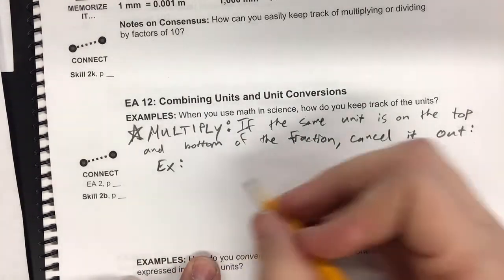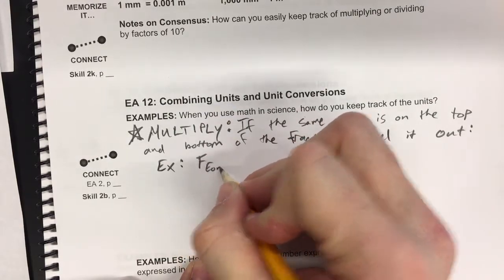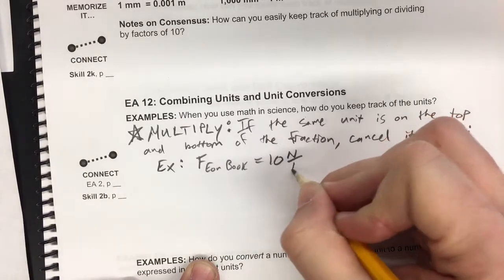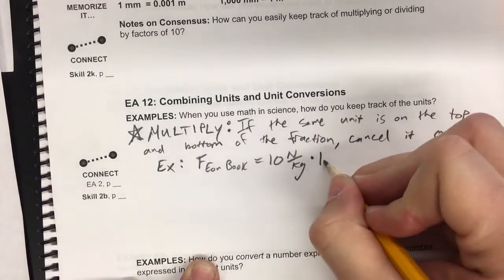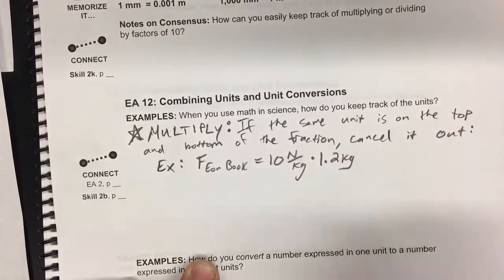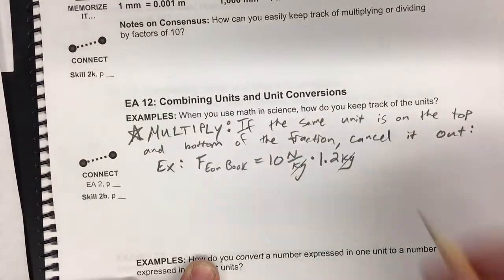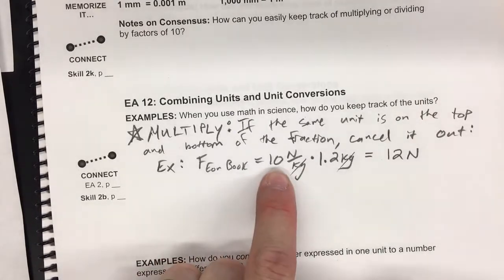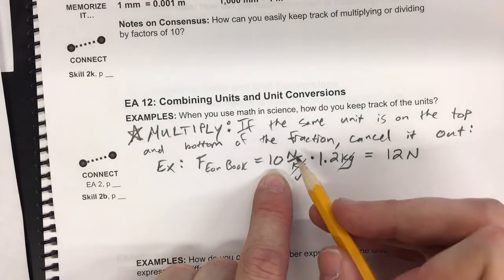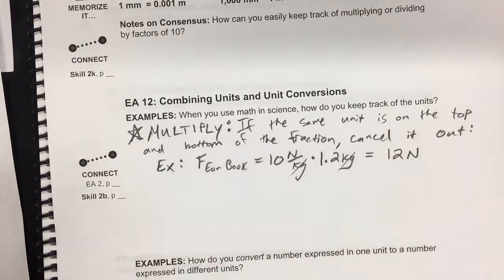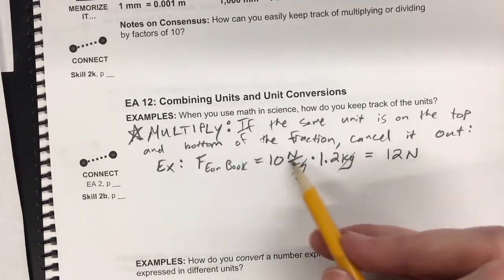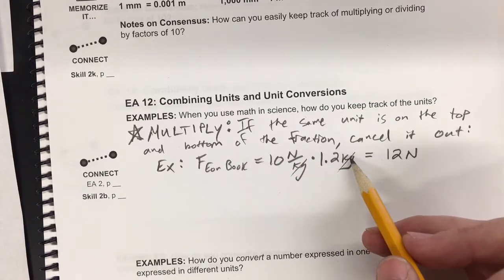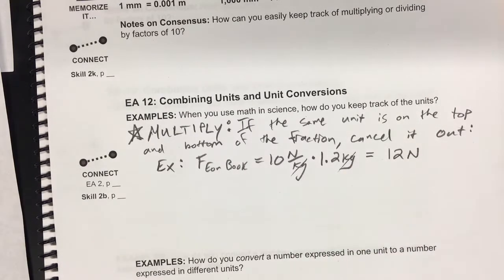F earth on book equals 10 newtons per kilogram times 1.2 kilograms. We're saying the kilograms cancel out and we end up with 12 newtons. Notice we didn't cancel out the 10, we didn't cancel out the newtons, we didn't cancel out the 1.2. None of this is affecting the numbers or this 1 newton here. It's only affecting the kilograms because there's one kilogram on the top of the fraction and one on the bottom.